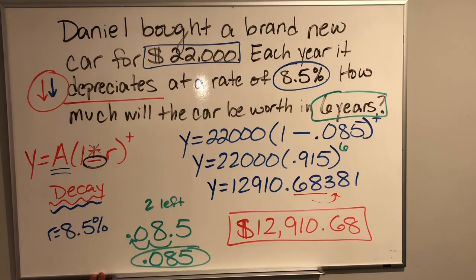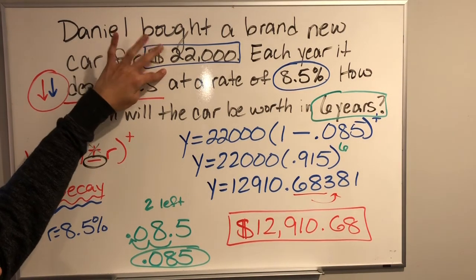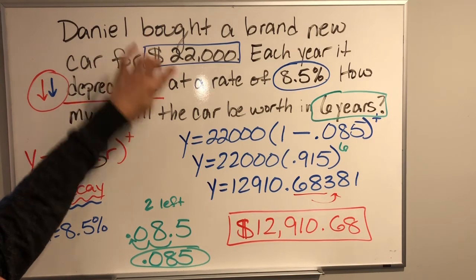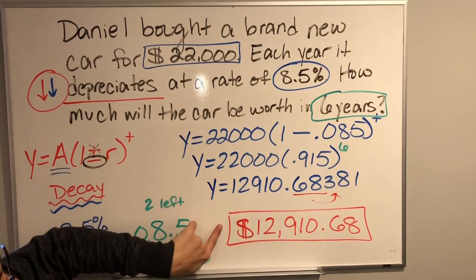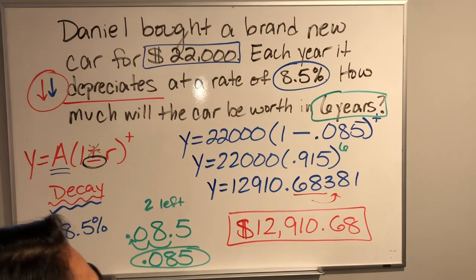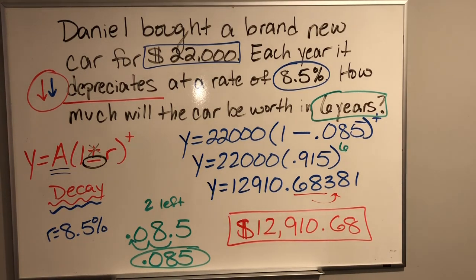So each year it's depreciating more and more. So a brand new car that was originally $22,000 after about 6 years may only be worth $12,910.68. I hope these 2 word problems helped you, and now you are ready to work on your own on growth and decay word problems.